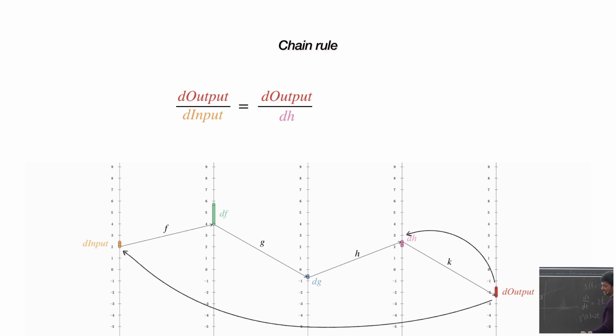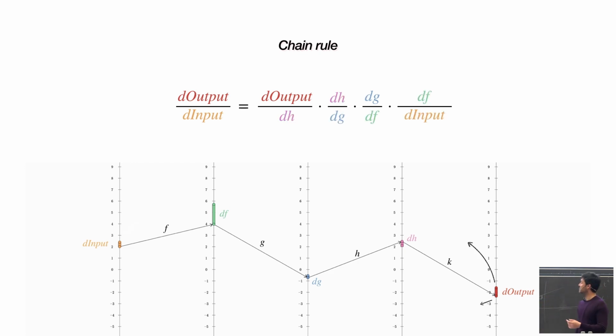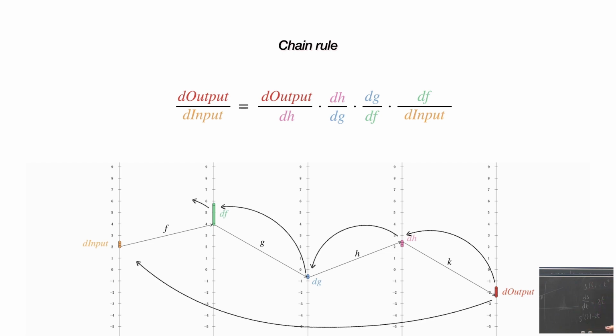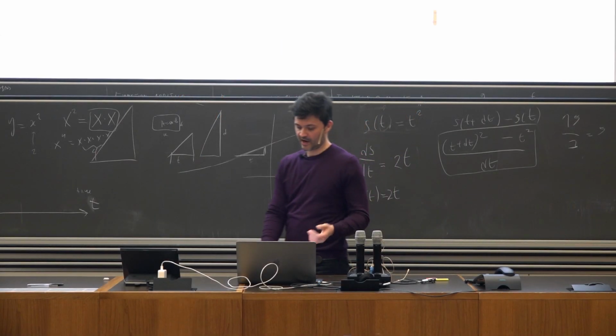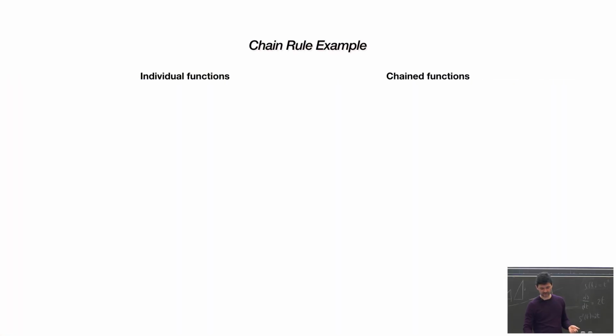The output over dh times dh over the input. If that's easier for me to compute, I can do that. Or I can do it like this. The output over dg, dg over the input. So as long as I'm not skipping anything, I can do whatever I want, but this is the most common way. This is usually the easiest way to compute the derivative. And I will now show you a simple example of how this actually works. How can we compute it with the chain rule?